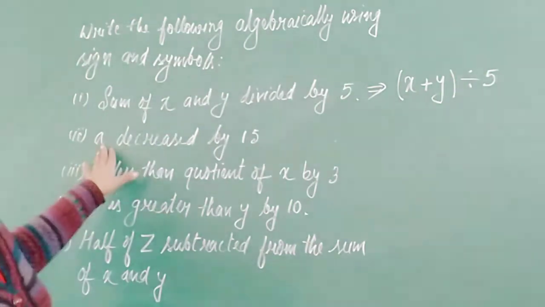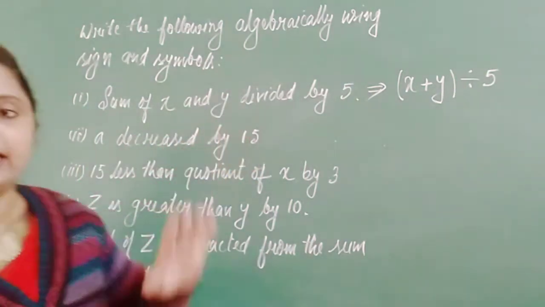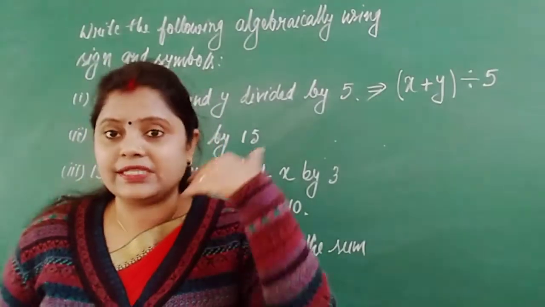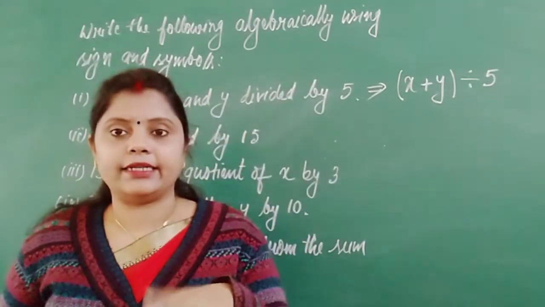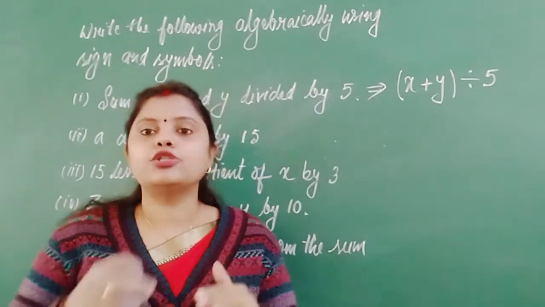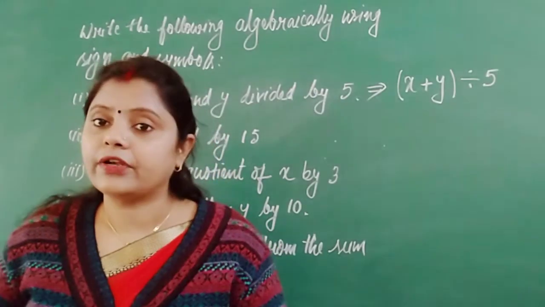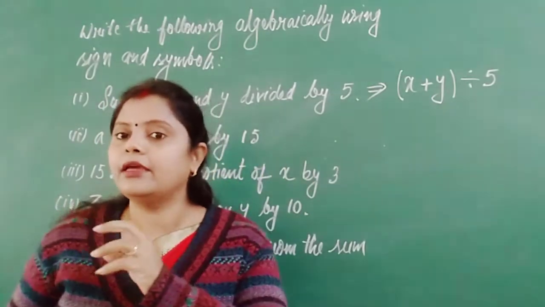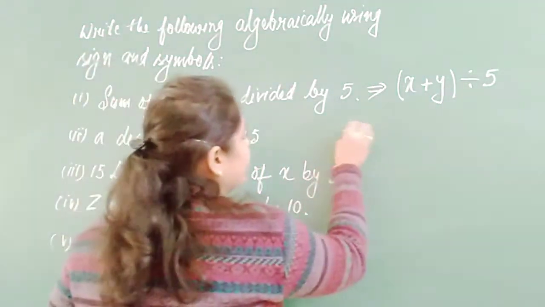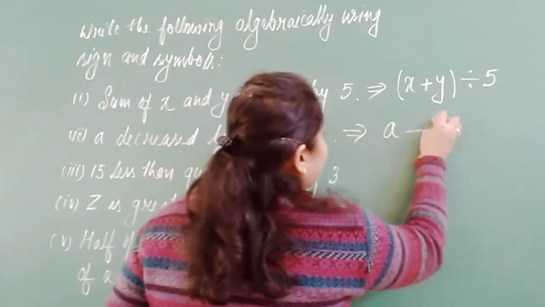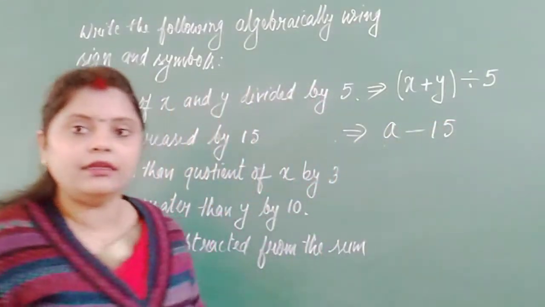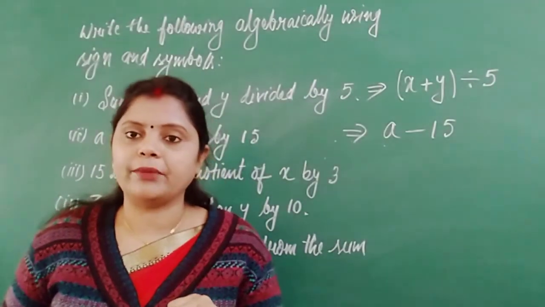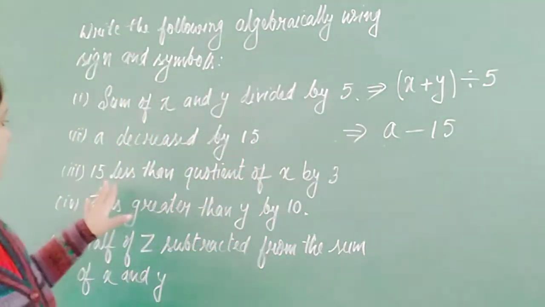You see, A decreased by 15. Okay, now if I say the word increase, obviously add. If I say decrease, it means subtract. So A decreased by 15 means we have taken 15 out of A. So what will we write here in this case? A minus 15. So this is the second expression we have made. Now go for the third one.